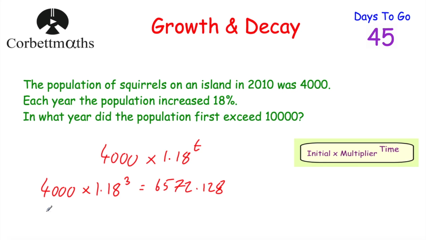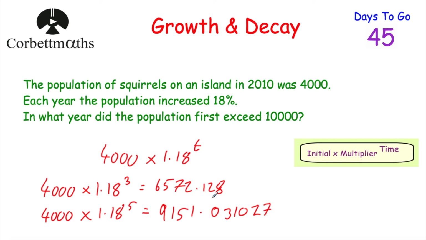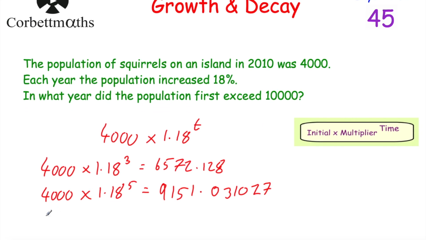So this time, I'm going to choose 5. So I'm going to do 4,000 multiplied by 1.18 to the power of 5 and see what we get. So I'm going to change my power from 3 to 5 and press equals. And that gives me 9,151.031027 squirrels. So as you can see, it's not quite 10,000 yet. So now let's try the power of 6. So let's try 6 years.